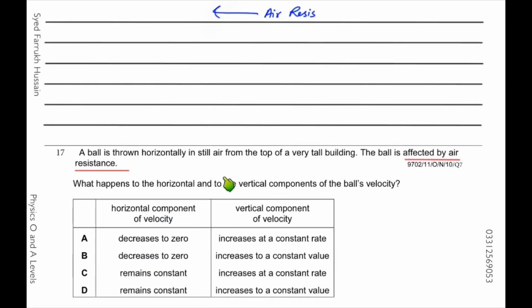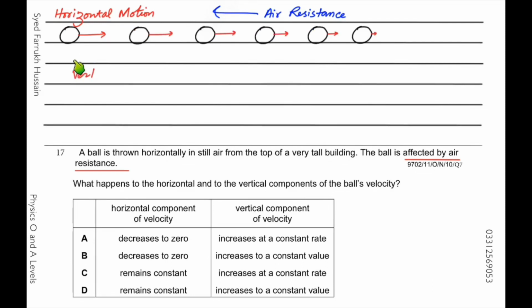A ball is thrown horizontally in still air. It means air resistance is not negligible now. The ball is affected by air resistance, right? So if air resistance is present, it will affect the motion. If I consider the horizontal motion of the object, the air resistance is acting on the object, making its speed lesser as time passes, which means the horizontal speed will start to decrease and will eventually be 0.